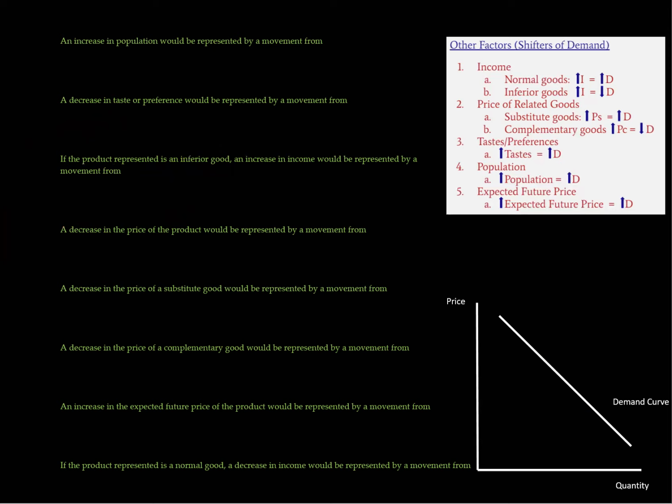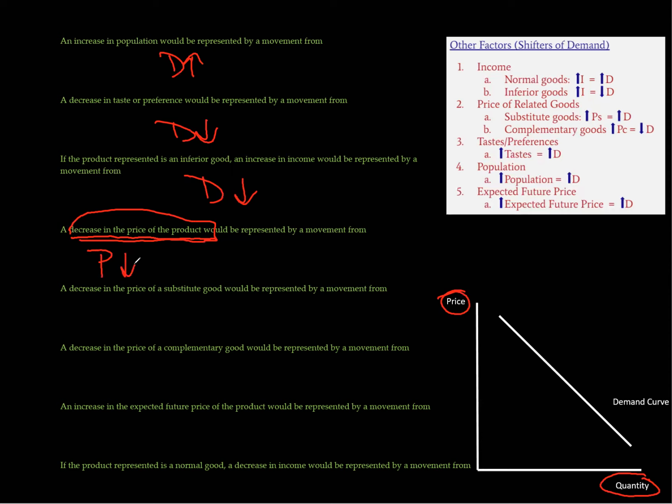All right, a decrease in the price of the product. Now, this is kind of a trick question, because everything we've done so far, remember, this one increased demand, and this one decreased demand, and this one decreased demand. So the whole curve was shifting. This one, a decrease in the price of the product, is kind of a trick question. Why? Because when the price of the product changes, the quantity demanded changes. So a decrease in the price of the product means quantity demanded increases.